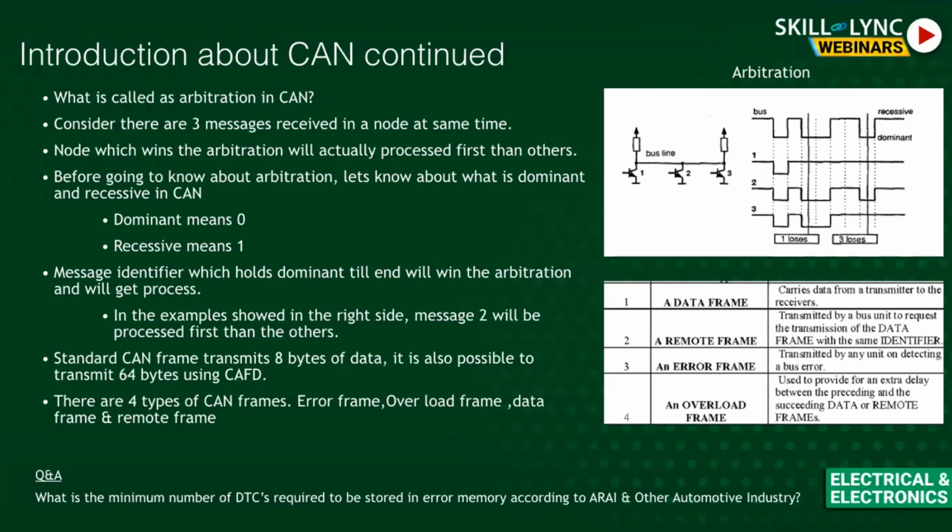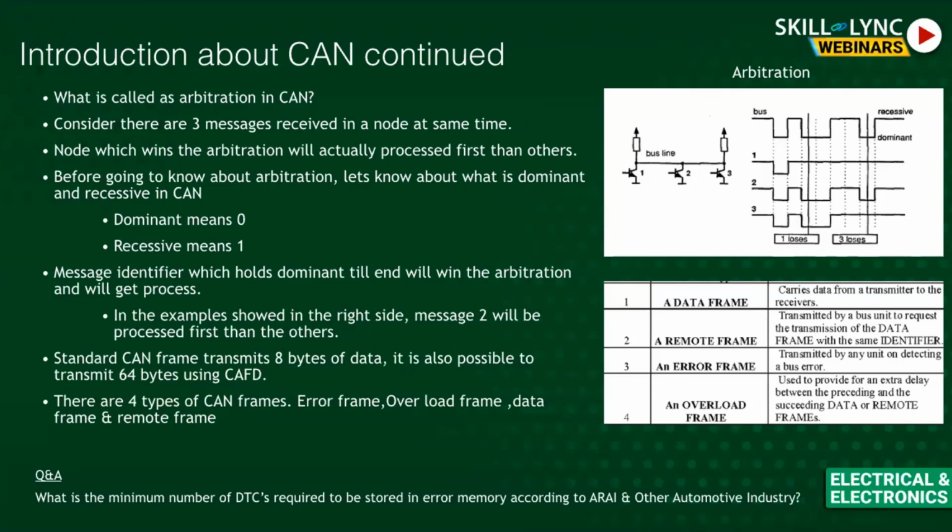Before going into this, you have to know about two bits: 0 as dominant, 1 as recessive. I tried to mention it on the left side. Dominant means it is a 0 and recessive means it's a 1. Whoever holds the dominant bit at the last will have the highest priority. That is what CAN says. We will see who is holding their dominant bit at last.